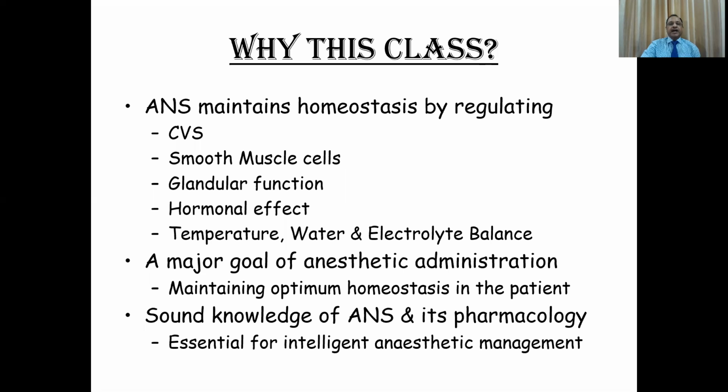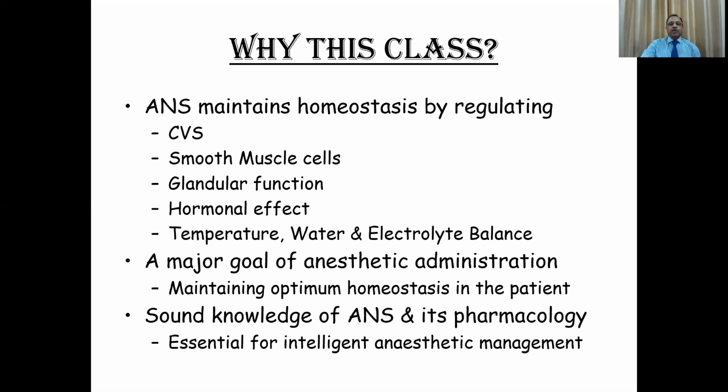So let us begin by asking why this class is important. Now, as we all know, the autonomic nervous system maintains the internal body environment or the homeostasis by regulating the cardiovascular system, the smooth muscle cells, glandular function, hormonal effects, and also maintains temperature, water, and electrolyte balance.